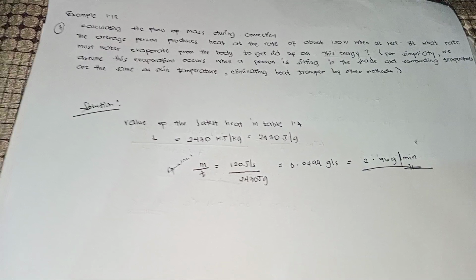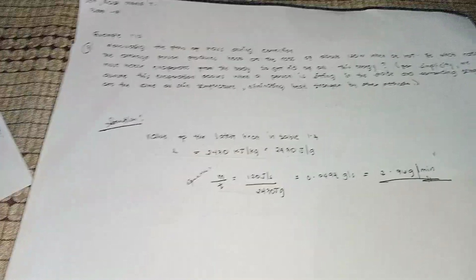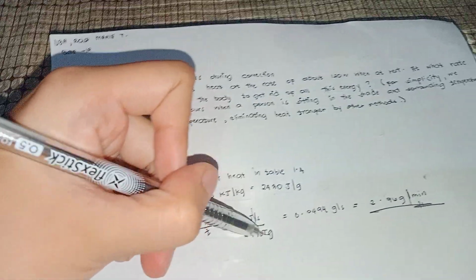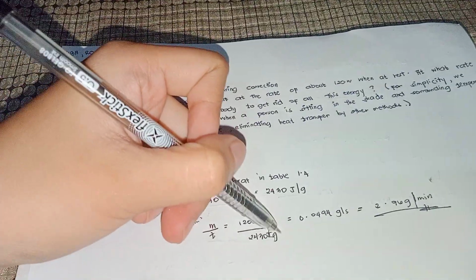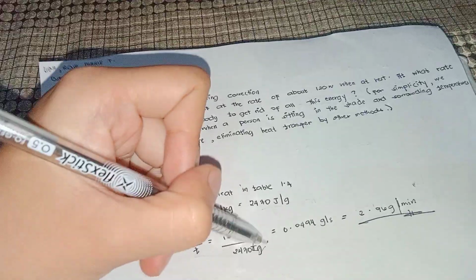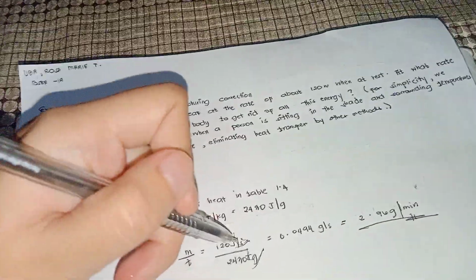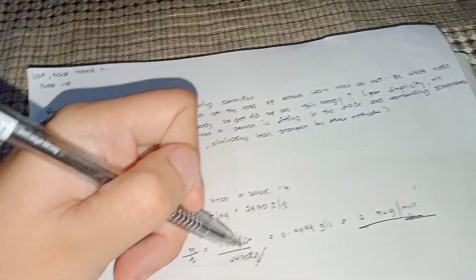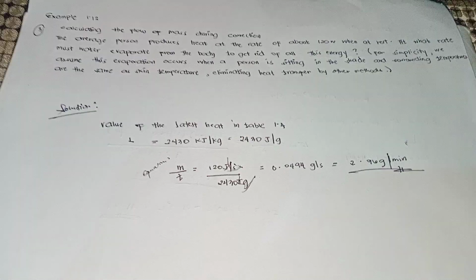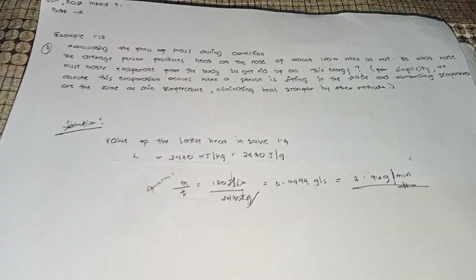So, the joules cancel out. What remains is grams and seconds. Not gravity, grams and seconds. Only the J cancels out. So we arrive at the answer of 2.96 g per minute.